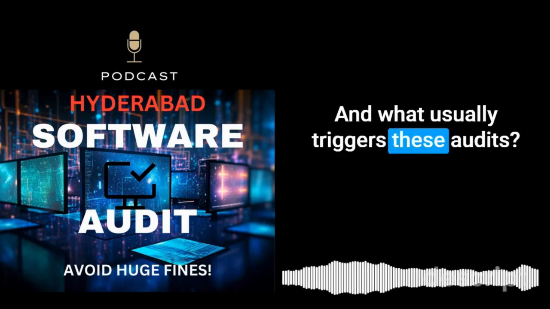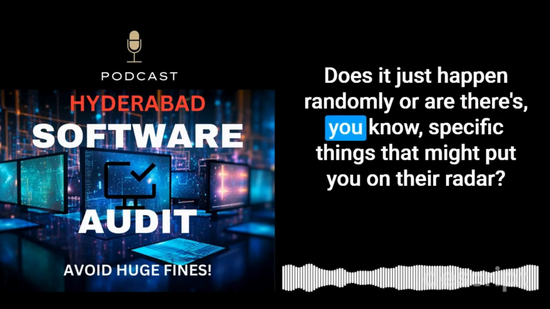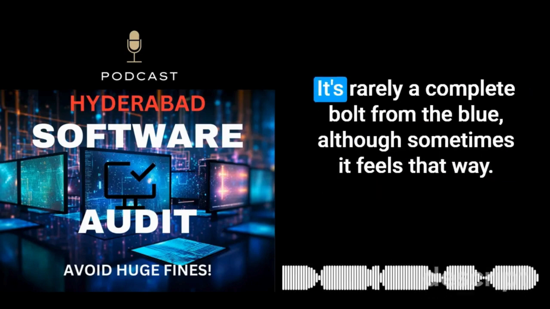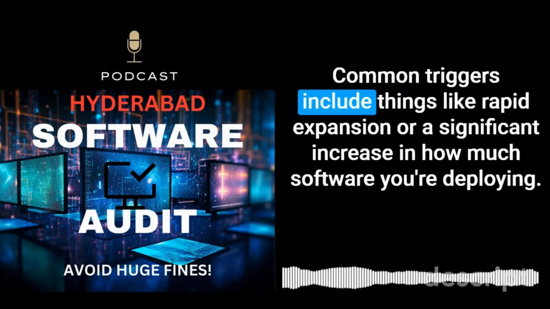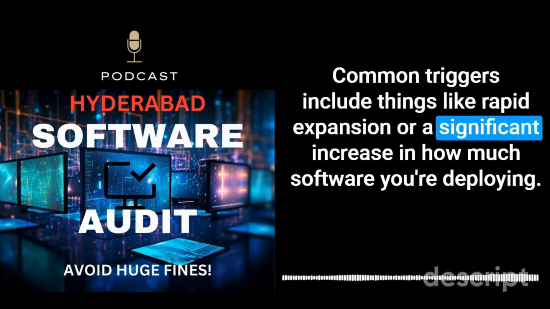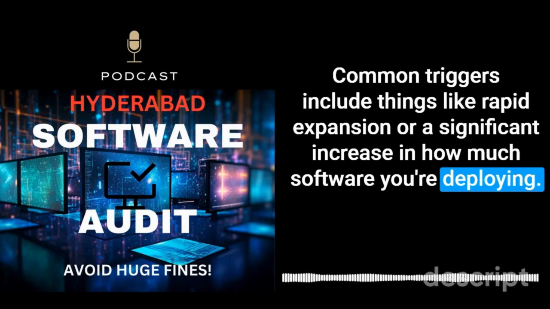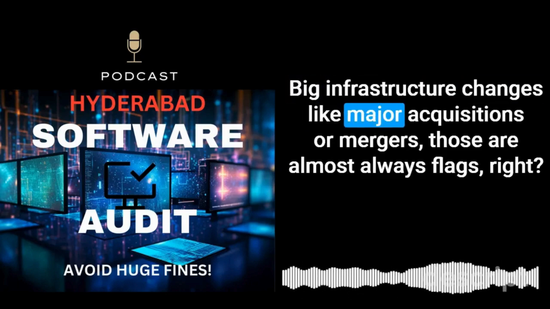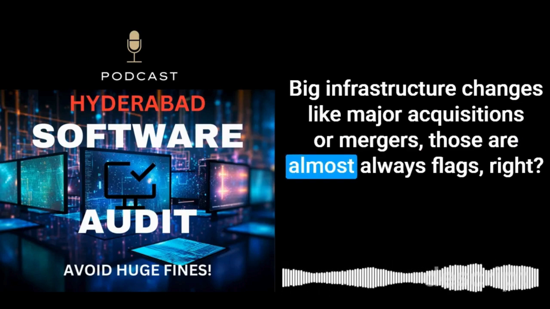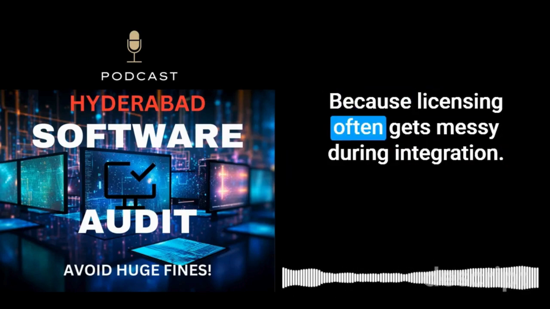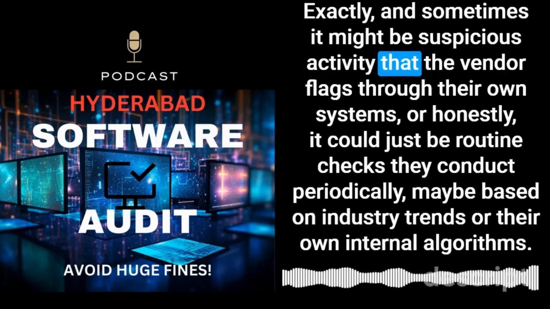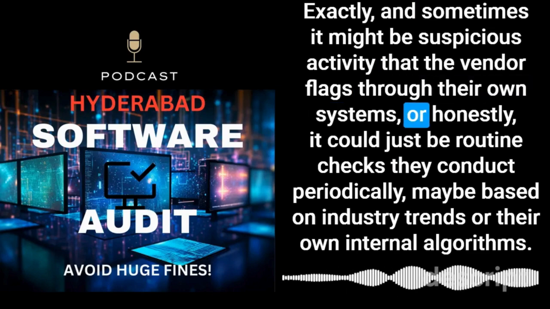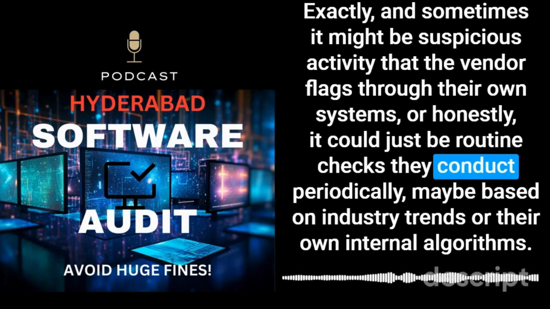And what usually triggers these audits? Does it just happen randomly, or are there specific things that might put you on their radar? It's rarely a complete bolt from the blue, although sometimes it feels that way. Common triggers include rapid expansion or a significant increase in how much software you're deploying. Big infrastructure changes like major acquisitions or mergers are almost always flags. Right, because licensing often gets messy during integration. Exactly. And sometimes it might be suspicious activity that the vendor flags through their own systems. Or honestly, it could just be routine checks they conduct periodically, maybe based on industry trends or their own internal algorithms.